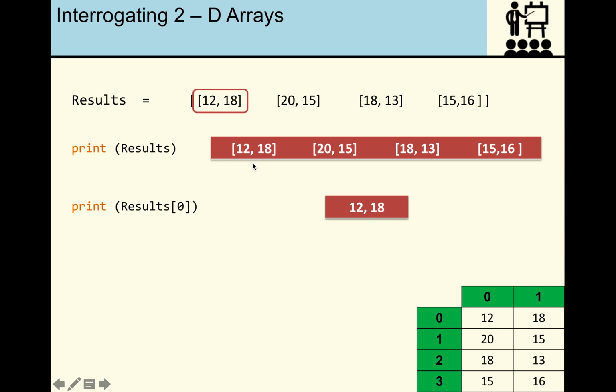And finally, if I print results 0, 1, well, I'm going to read my first row, because that's 0, yeah? I read my row first. And then I'm going to read the column. So if we take a look at what happens there, well, my row is going to be 12 and 18, but I'm looking at column 1. So I'm just going to be reading the results of test 2 that Norbert took.